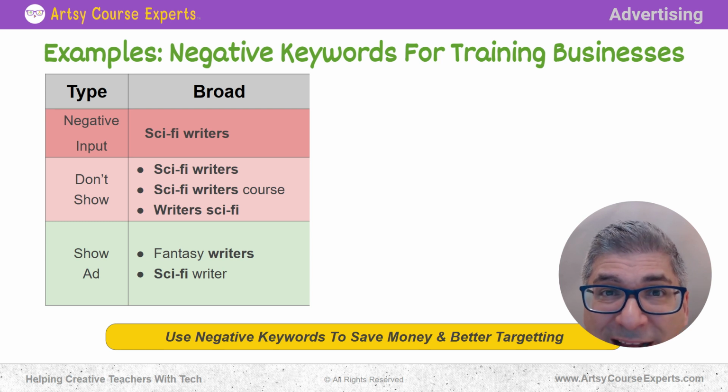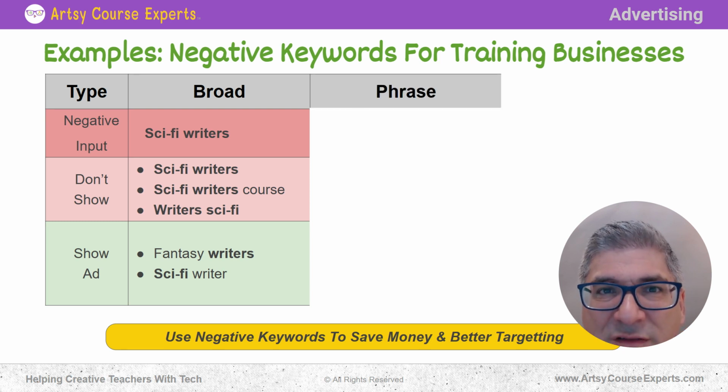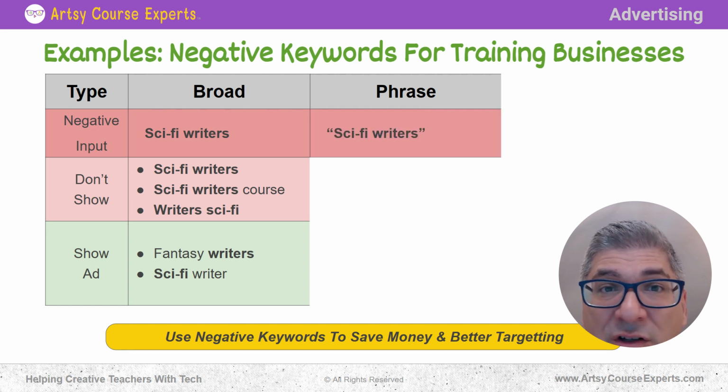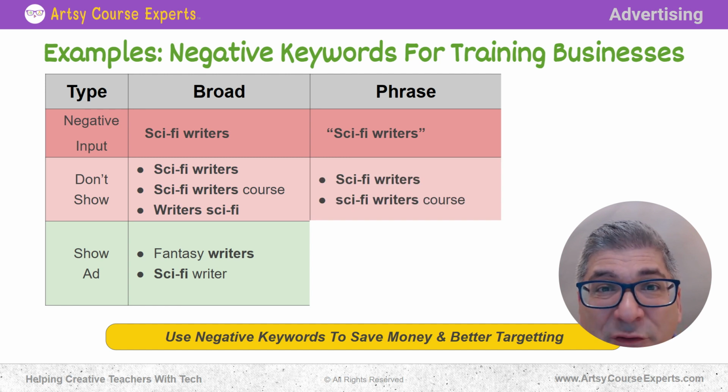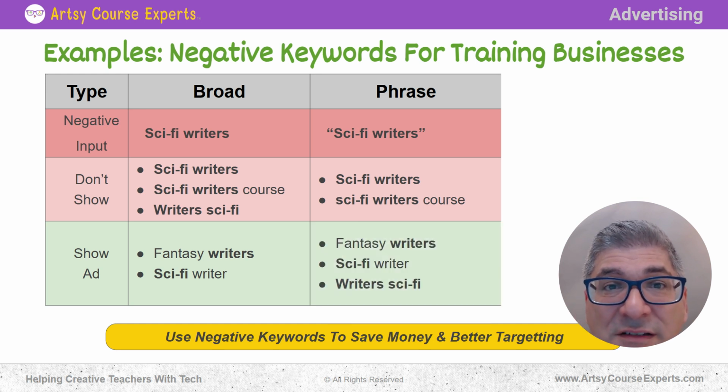Now, if you were to use a phrase to build your negative keywords, and let's just say you put sci-fi writers in quotes, well, you're not going to see sci-fi writers, and you're not going to see sci-fi writers course, but you might see fantasy writers or sci-fi writer, or you might see writers sci-fi. Because you're not blocking broadly, right? This is a phrase match and you're blocking that. And of course, these are just examples.